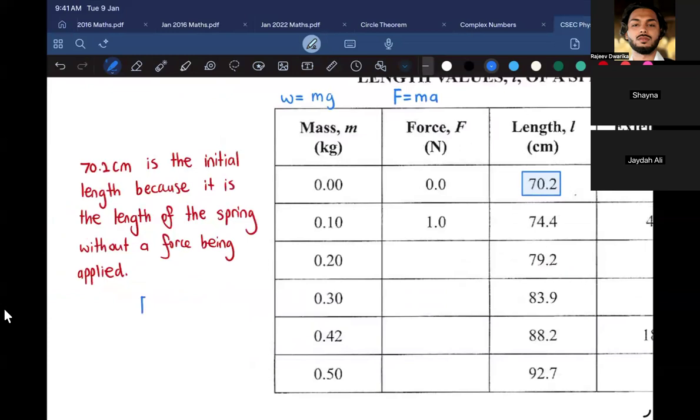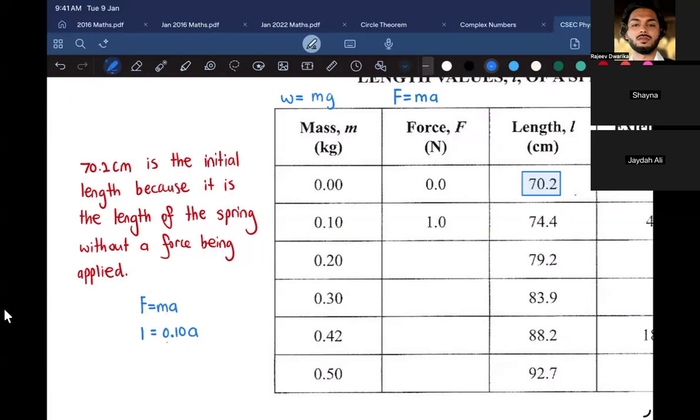So F is equal to mass times acceleration. You could use W is equal to mg as well, right? The force is 1. The mass is 0.10. Do we have to do any conversions there, or is it already in kilograms? It's already in kilograms. Cool. Times the acceleration. Do we know what the acceleration is? No, we don't. So we have to find it.